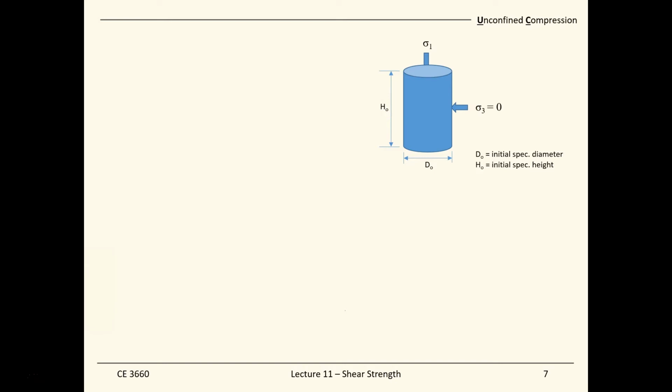The principle of this test is what we call the unconfined compression test. Unconfined, one more time, means there is an absence of horizontal stress, so sigma 3 is equal to 0 for this type of testing. It's pretty much like your concrete test, where you compress the soil or concrete samples to failure without any lateral support or lateral pressure applied to them.